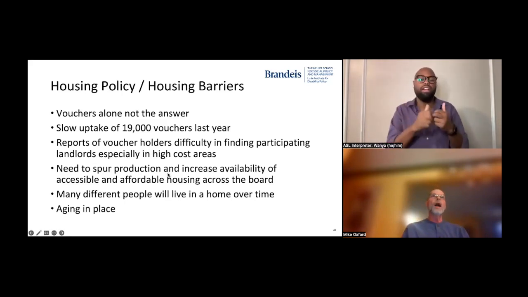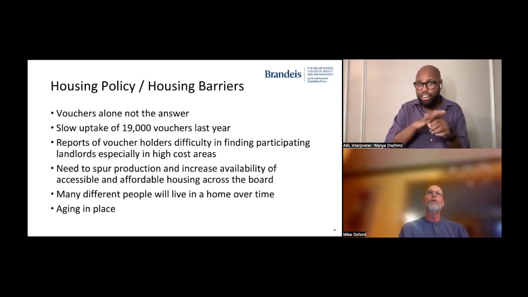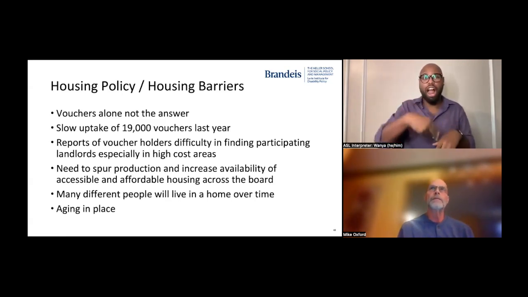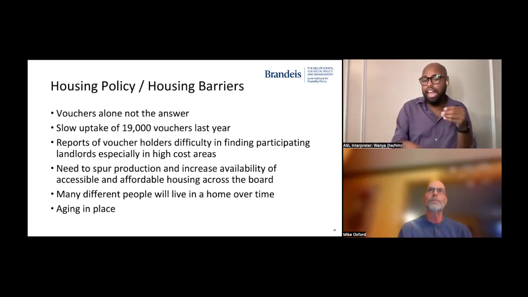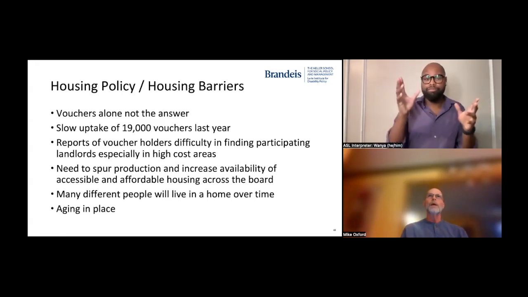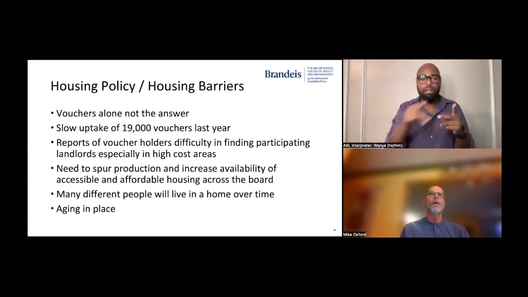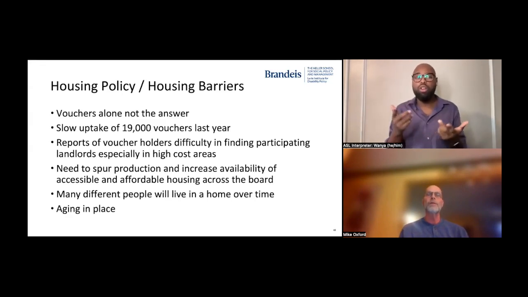Again, voucher holders in high cost areas are having difficulty, even though there are exceptions where if you are in a high cost area you can get some extra help to be able to find a place, it's not widely known. And frankly, landlords in the private sector can make more money with less hassle. And so that's also driving some landlords to not accept vouchers because of relative costs of housing.